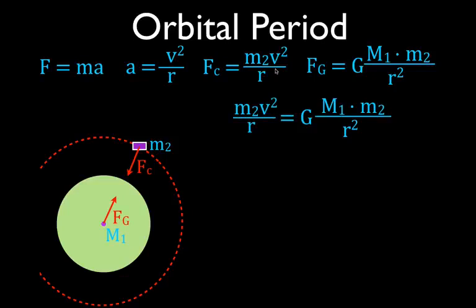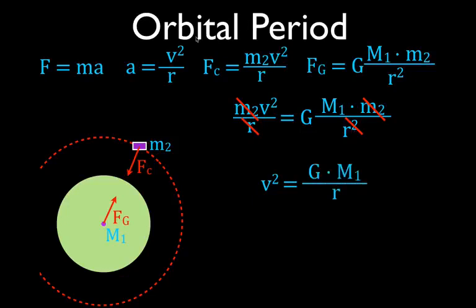Now we're going to simplify this equation, and we know we have an m2 on both sides, so we can cancel those m2s. That's the mass of that orbiting object. And we can see we have a radius here and a radius squared here, so we have one radius here and two radii here, so we can cancel this r and one of those two. Now you can see that we are left with v squared is equal to G times m1 divided by r.